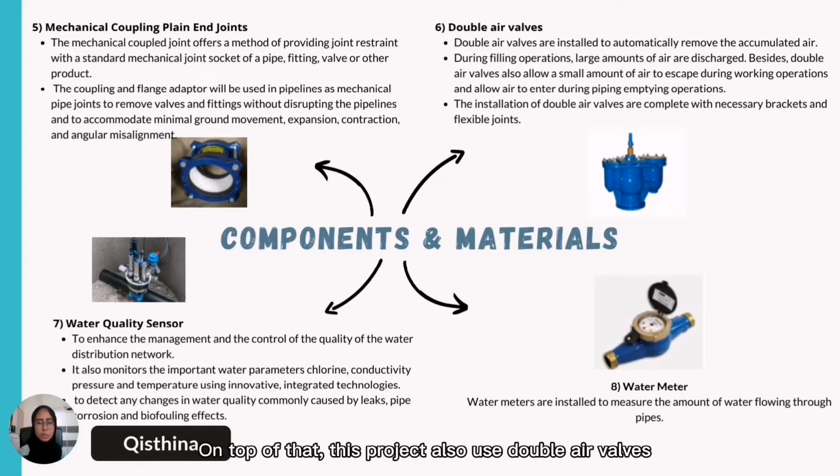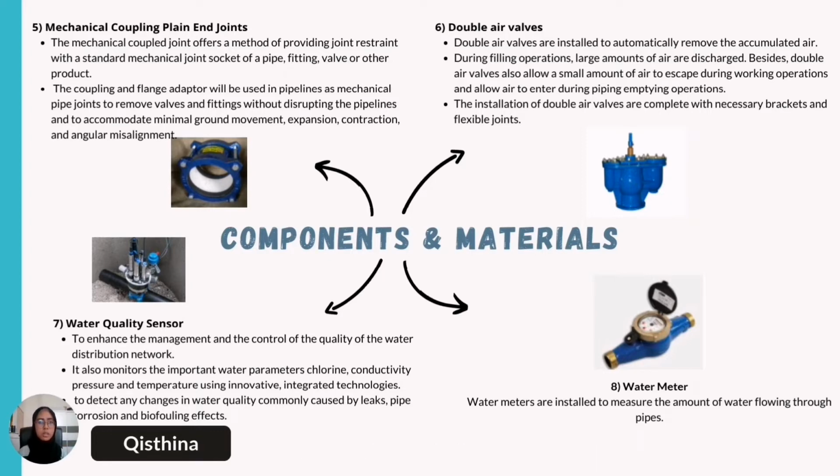On top of that, this project also used double air valves. The double air valves are installed to automatically remove the accumulated air. During filling operations, large amounts of air are discharged. Besides, double air valves also allow a small amount of air to escape during working operations and allow air to enter during pipe emptying operation. The installation of double air valves is complete with necessary brackets and flexible joints.